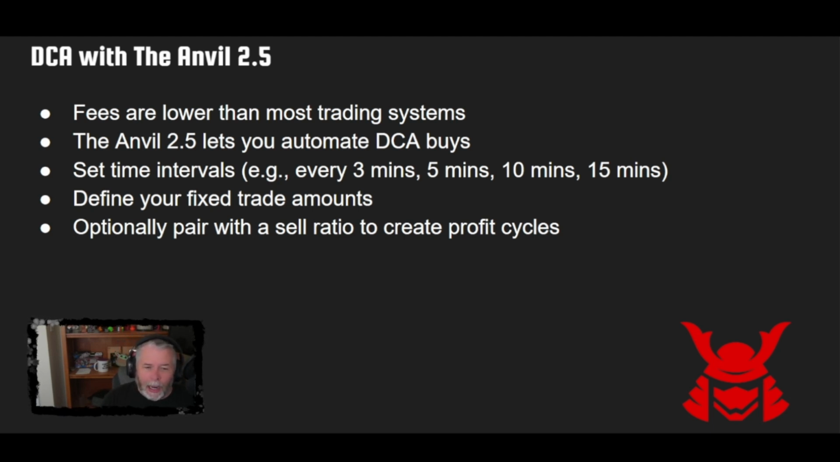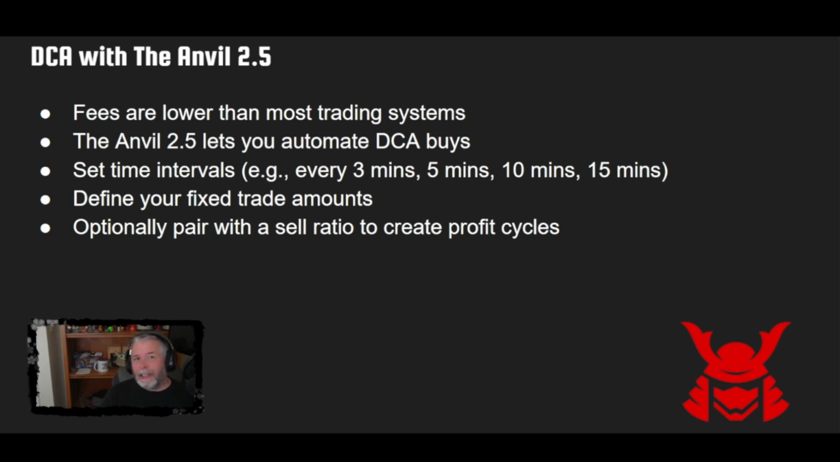Our bot right now does a minimum of 3 minutes: 3, 5, 10, 15 in those processes. In future modules, we will extend those out or shorten them, of course. You can define the amount you do at certain intervals. And yes, you can say I want to buy $100 over a period of time. You've got to do a little math at that point.